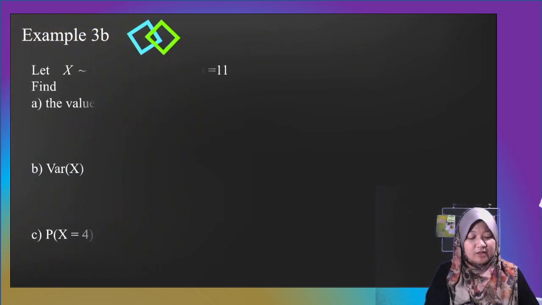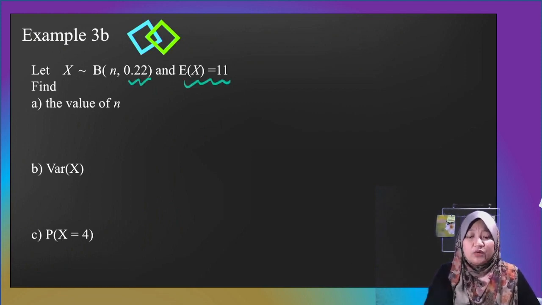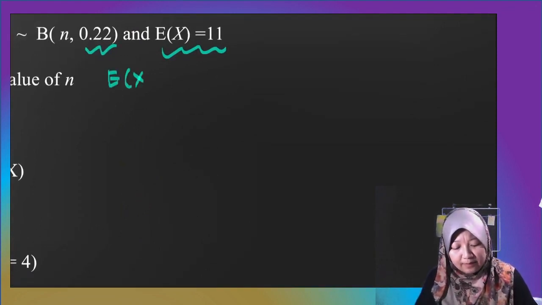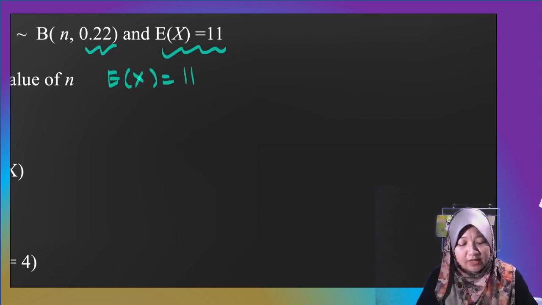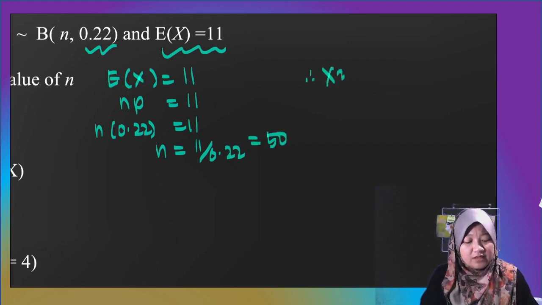Next example, 3B. Let X is binomial distribution with N. Kita tak tahu berapa nilai N, tapi dia beri probability 0.22 and expectation is 11. Find the value of N. So, how to find N? Okay, kita gunakan maklumat yang dia berilah. Okay. So, kita tahu EX equal to 11. And we know that EX is NP. And we have P is 0.22. So, N is 11 over 0.22. We have 50. Therefore, X is distributed binomial 50, 0.22.